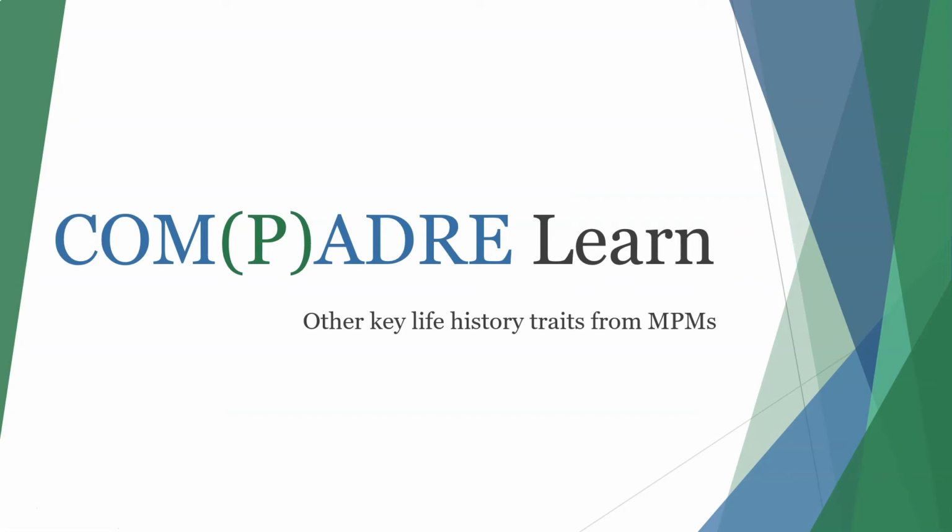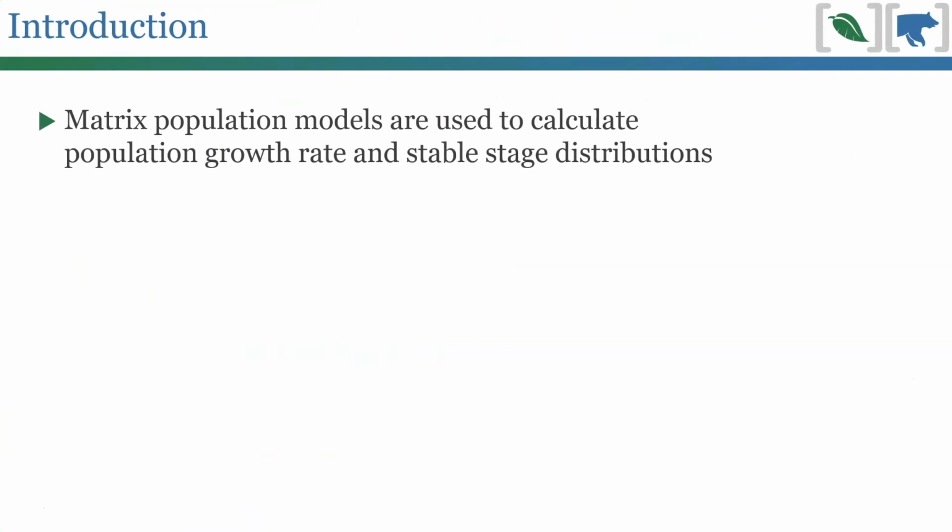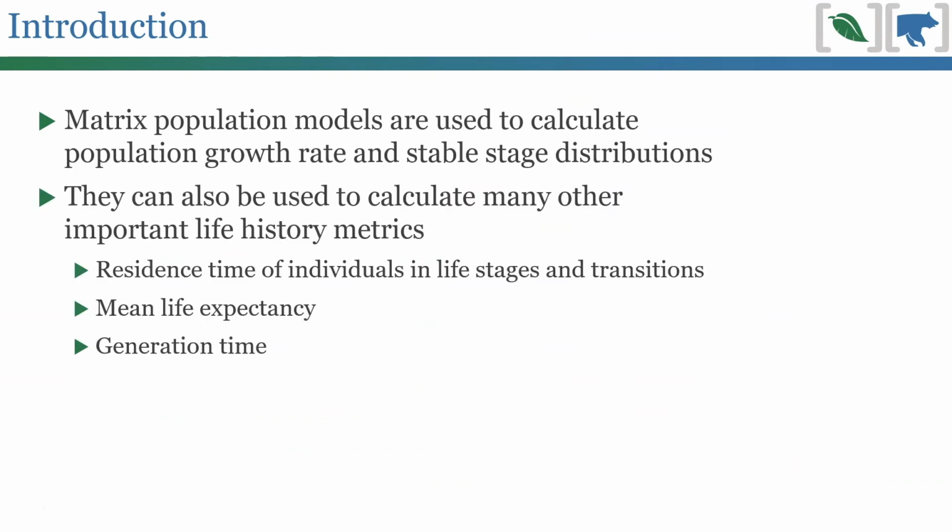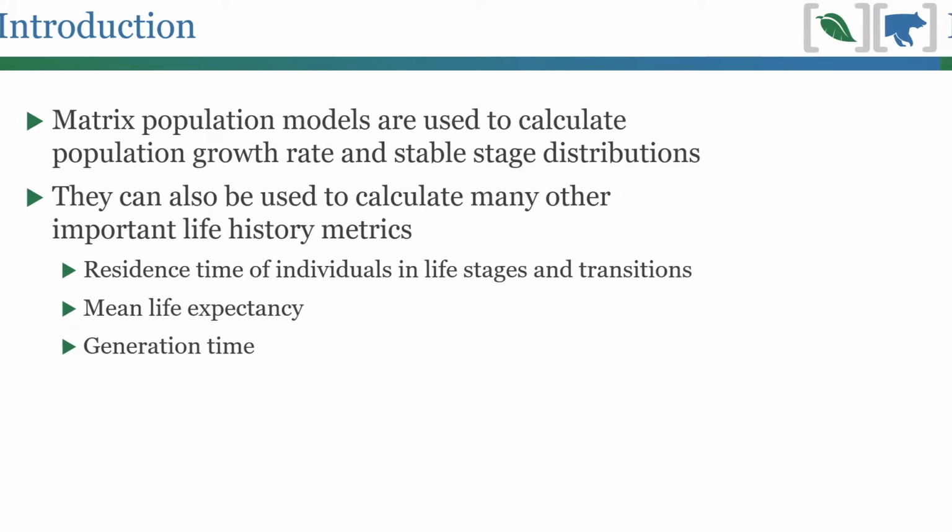In this brief tutorial video, we'll cover the R exercises associated with the lesson, Other Key Life History Traits from MPMs. Let's begin. We've learned that matrix population models are used to calculate population growth rate and stable stage distributions, but they can also be used to calculate many other important life history metrics, such as residence time of individuals in life stages and transitions, mean life expectancy, and generation time.